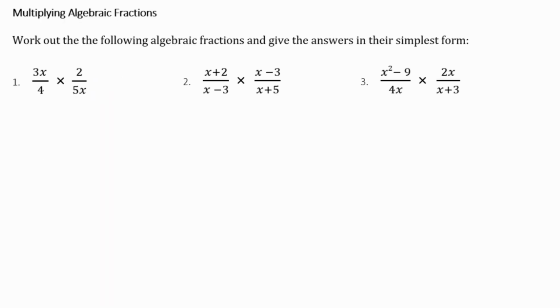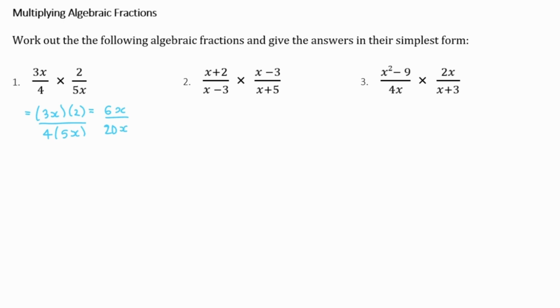When we are multiplying algebraic fractions, we just want to multiply them like normal fractions, where we multiply the numerators with one another and the denominators with one another. So in number 1, we've got 3x over 4 times 2 over 5x. So we can first multiply the numerators, which are 3x and 2, and the denominators, which are 4 and 5x. This gives us 6x over 20x.